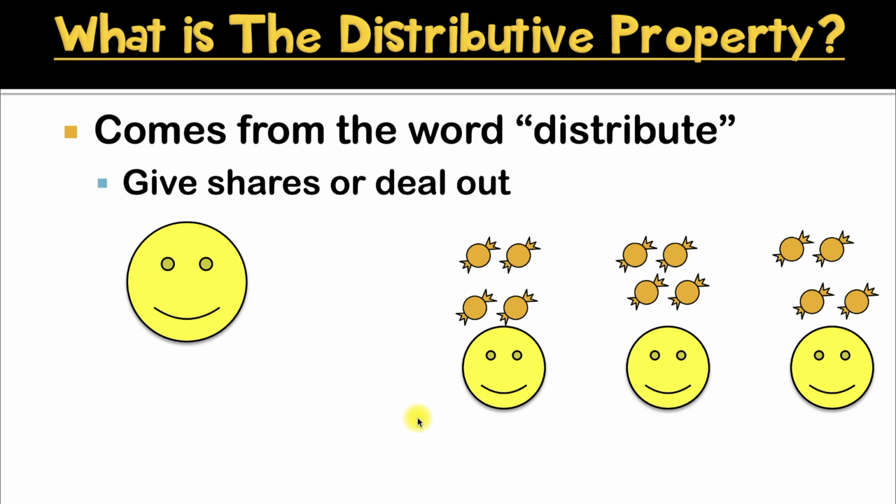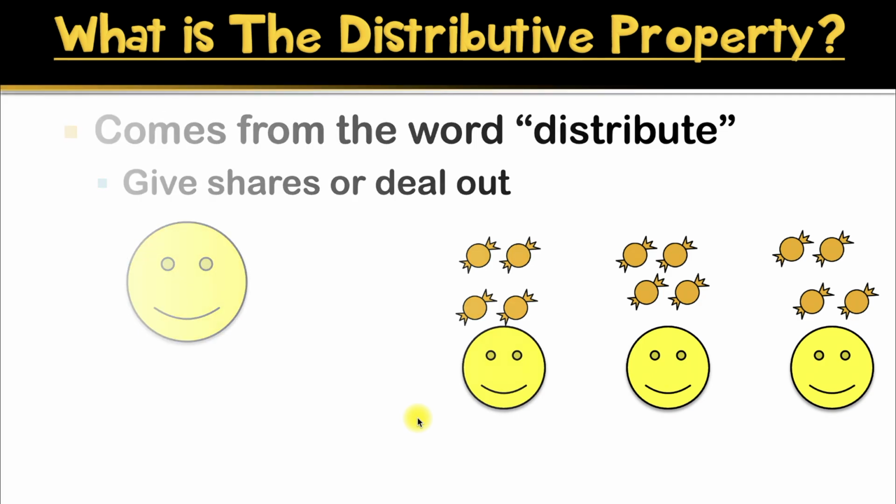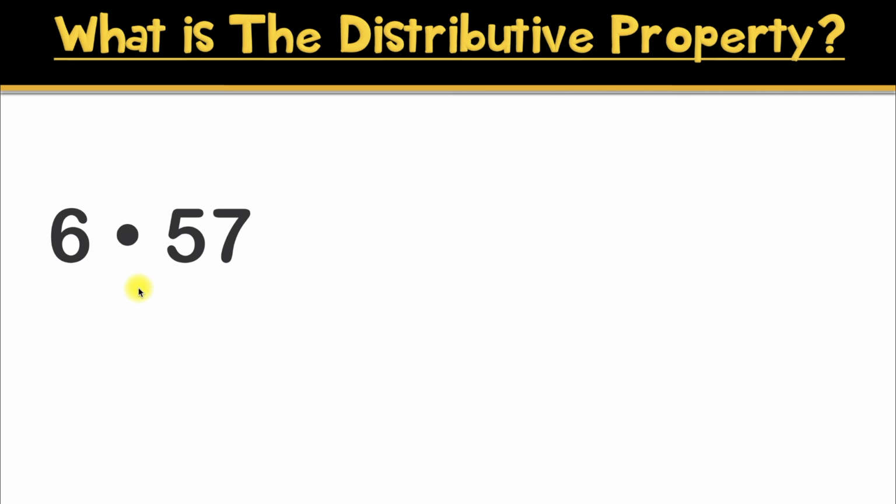Now, knowing that, let's get into our first example. So let's say we have 6 times 57. Well, here's what the distributive property says. Instead of multiplying 6 times 57, I could distribute this 6 and multiply it by each place value. Here's what I mean. Instead of writing this as 57, we could write it as the sum of 50 plus 7, because that makes the number 57.